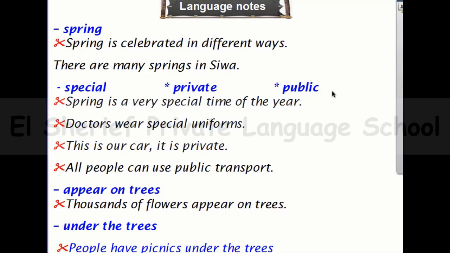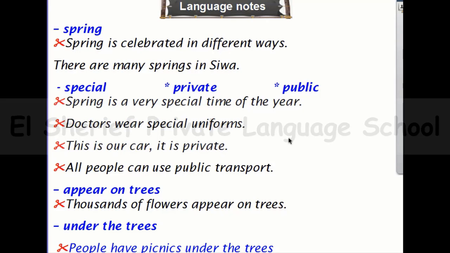Let's turn to know the difference between special, private, and public. Number 1, special. Special is an adjective used by or intended for one person or group of people. For example, spring is a very special time of the year, or doctors wear special uniforms. Number 2, private. Private also is an adjective. It means belongs to a particular person or group, not for public use.